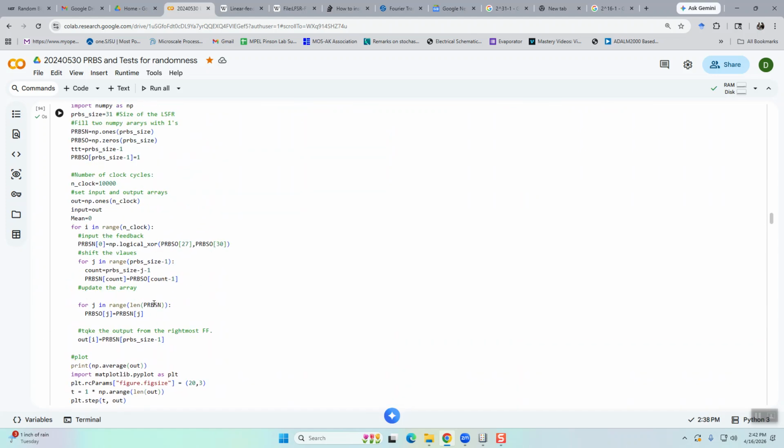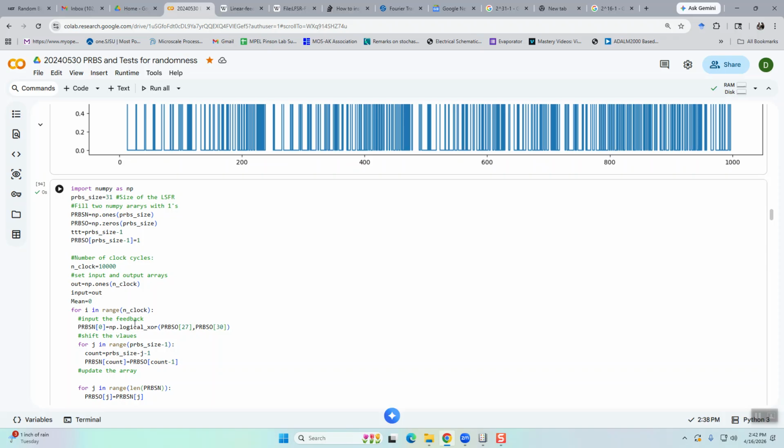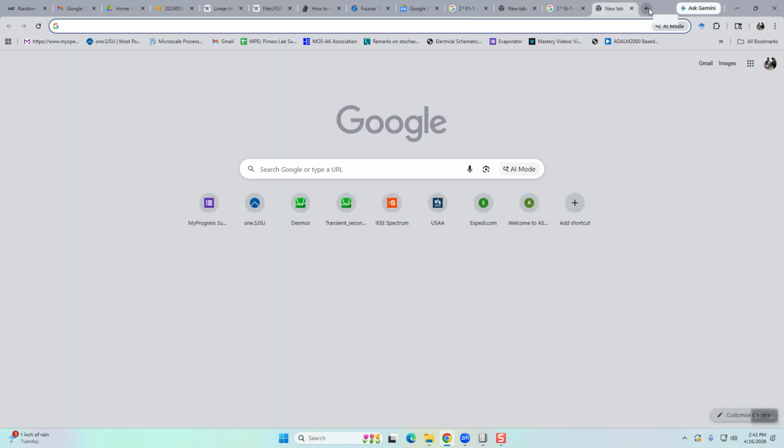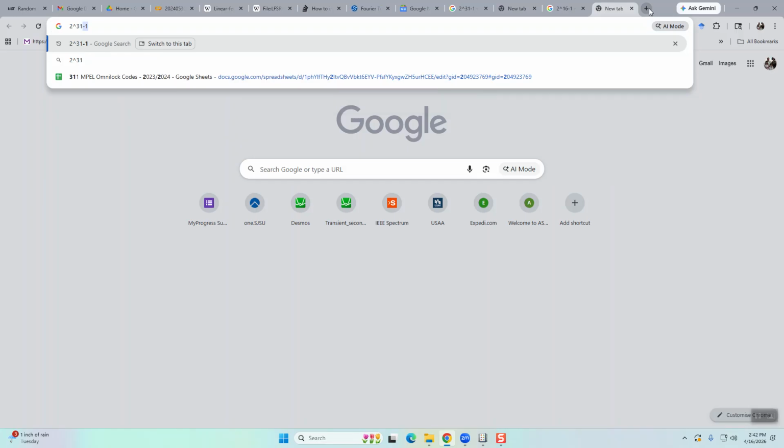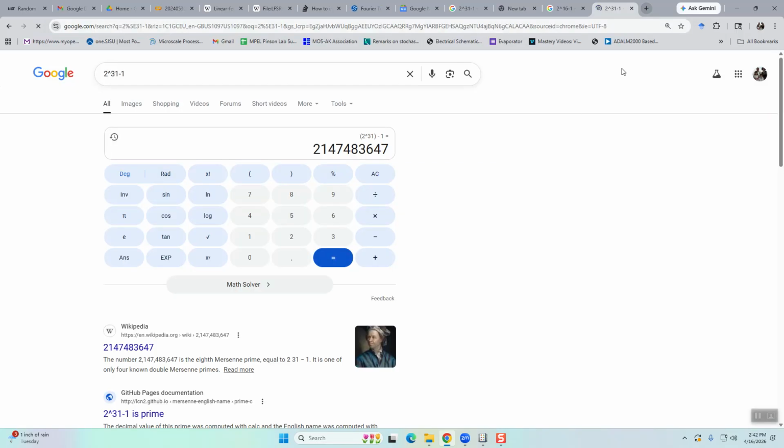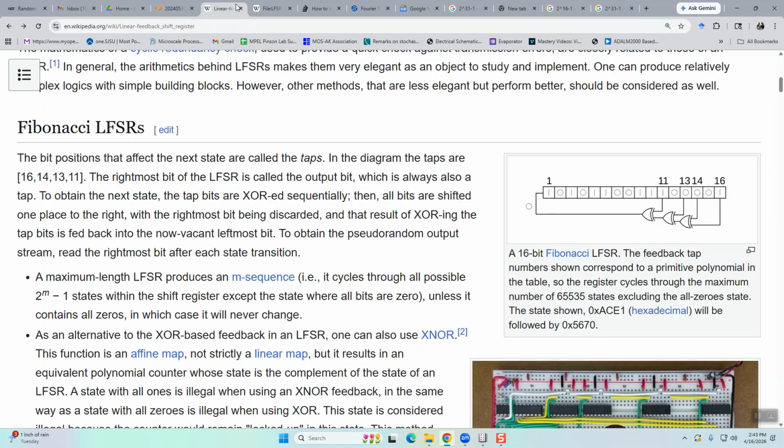Then there's 2 to the 31. And so we actually made a chip that will do that. And you can see, what is that? 2 billion clock cycles. All right, so that's that, right? So that's a very long sequence.